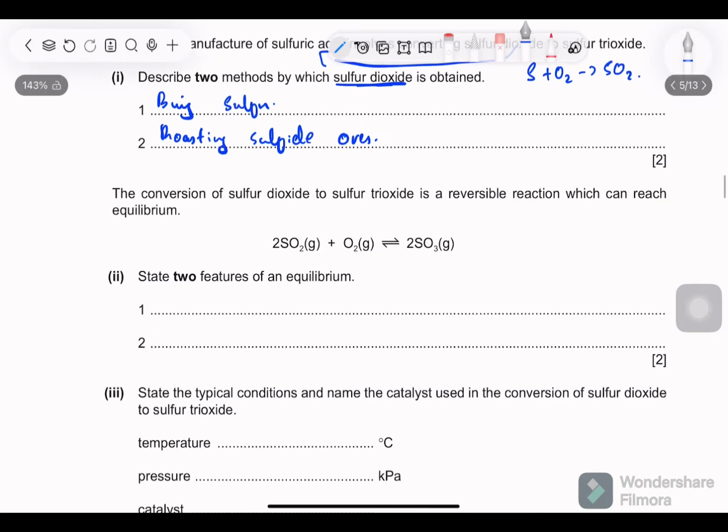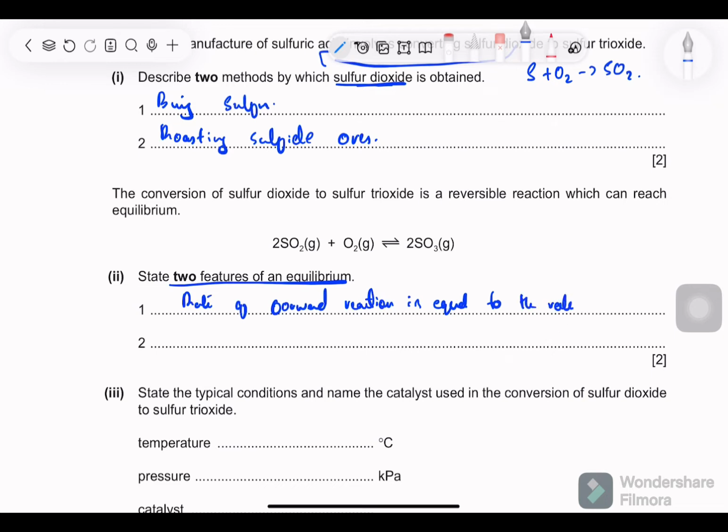Next, the conversion of sulfur dioxide to sulfur trioxide is a reversible reaction which can reach equilibrium. State two features of an equilibrium. Pure theory, we know that the rate of forward reaction is equal to the rate of backward reaction. Next, the second feature of a dynamic equilibrium is that the concentration of the reactants and products do not change.